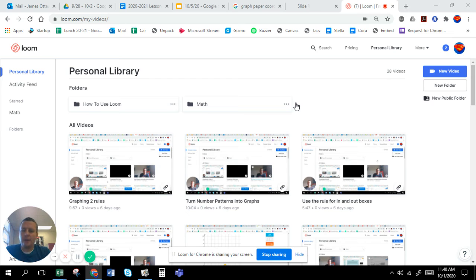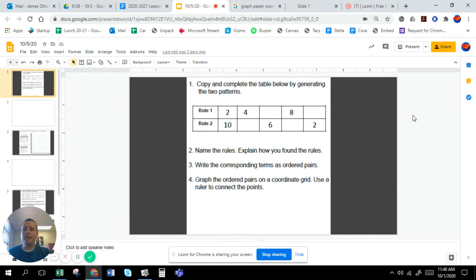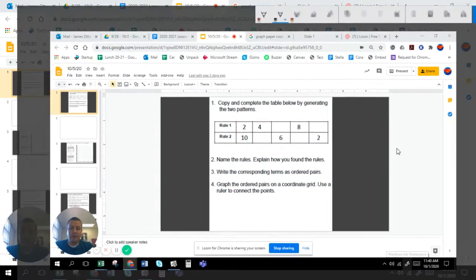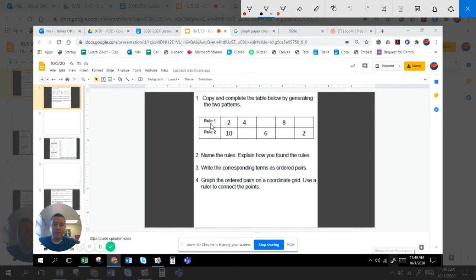Guys, we're going to continue looking at our patterns today. So let's look at the problem that I gave you for today. It says copy and complete the table below by generating the two patterns. So let's see how many of you actually read the directions there first off. So two patterns. There's rule 1 and a pattern that goes with it, and rule 2 and a pattern that goes with that one.